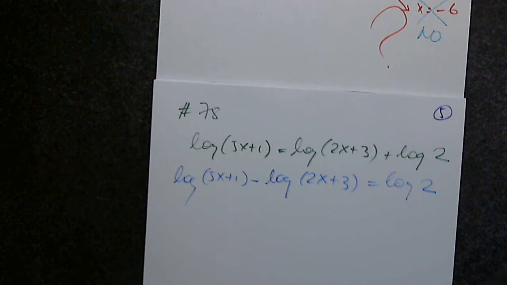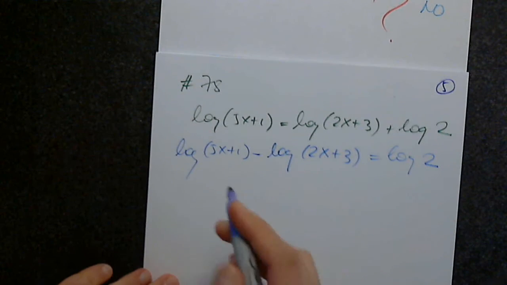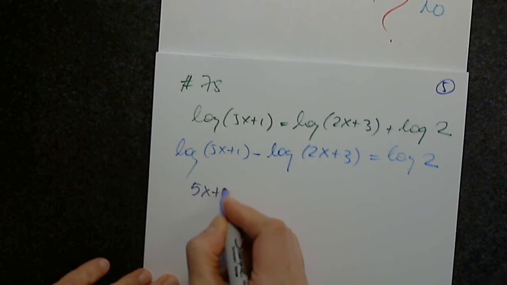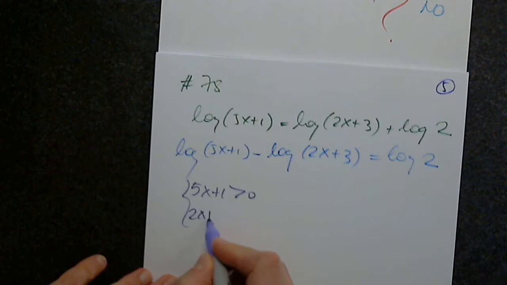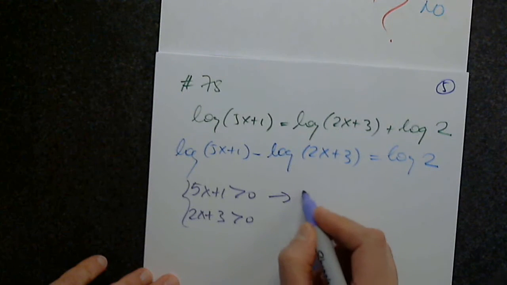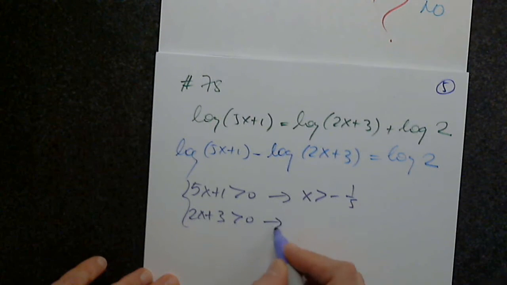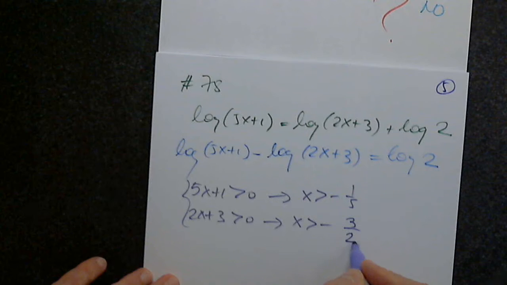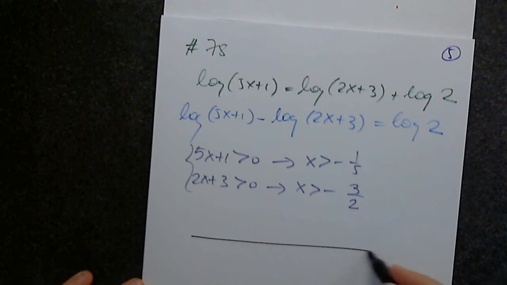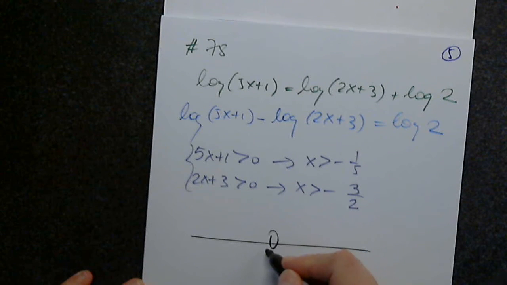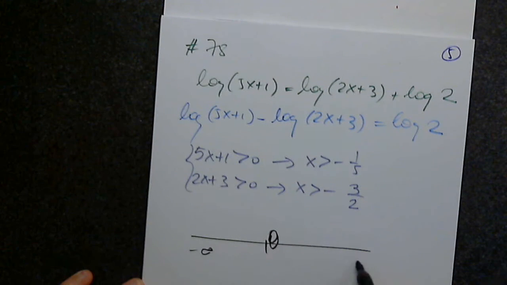Okay, so please give me the inequality for the first one to exist. Perfect. For the second one, good. So then from here I have x greater than negative 1/5, and here greater than negative 3/2. Now, with these numbers, it may be better if we graph. So 0, negative infinity to infinity.